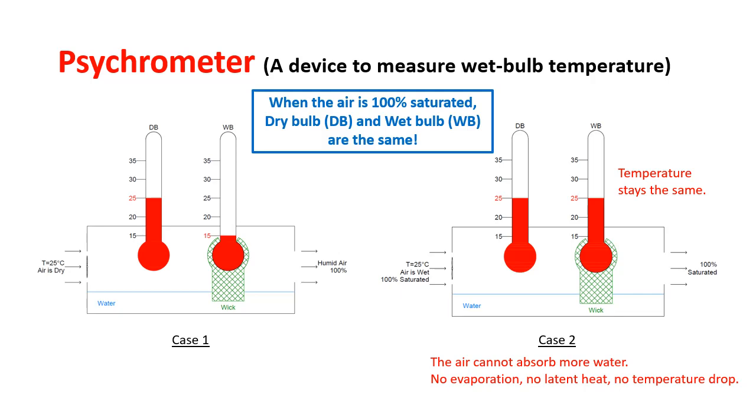These visuals not only demonstrate the mechanics of a psychrometer but also underscore the critical relationship between air temperature, moisture content, and saturation. Understanding this relationship is essential for interpreting psychometric charts accurately and applying this knowledge in real-world situations.